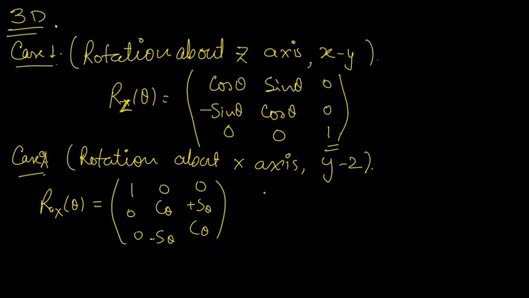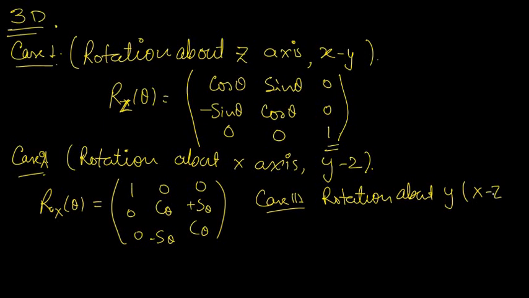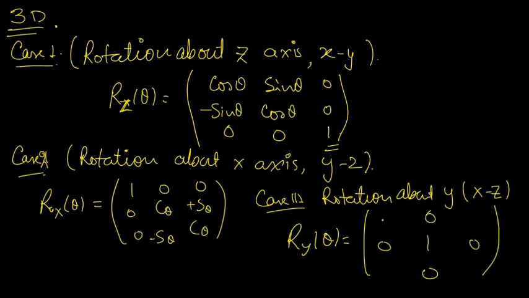Okay. Similarly, if you discuss case three, that is rotation about the y-axis, that is the xz plane rotation. So R y of theta, if you calculate it by the same transformation, you will get it like this. This term will be cos theta, this term will be cos theta, this term will be sin theta, and this term will be minus sin theta.